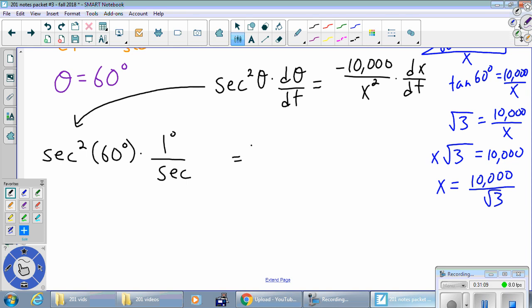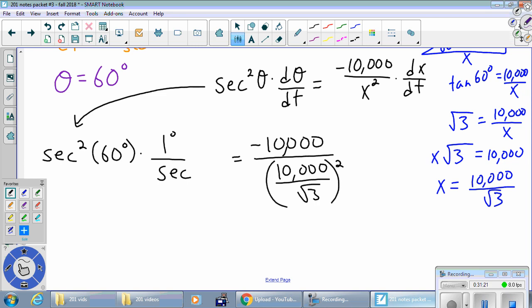And then continuing this equation, negative 10,000 over x squared. The x we just found in blue at the bottom right is 10,000 over root 3, but remember it is x squared, so that one needs to get squared. And then dx dt, I think that was what we wanted, right? We're looking for the speed of the plane. So I'm happy to have a dx dt in this equation. Okay, so there's just a tiny bit of work left to do here. We need to get dx dt by itself. We need to evaluate secant squared of 60 degrees. Neither of those is a big deal. But what is a big deal is that suspicious blank.